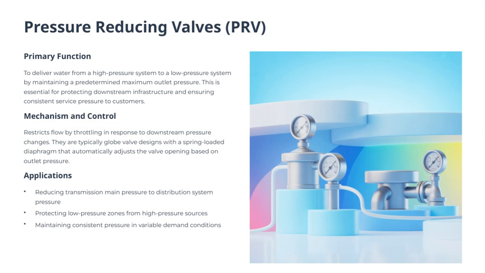The core mechanism involves delivering water from a high-pressure system to a lower-pressure one while keeping the outlet pressure within a preset maximum. This function is essential because it protects downstream infrastructure from overpressurization and ensures that customers receive a consistent service pressure. In summary, the primary function of these pressure-reducing valves is to regulate pressure effectively, ensuring system stability and safety across varying demand conditions. They are a vital component in maintaining the overall health and efficiency of our water distribution system.